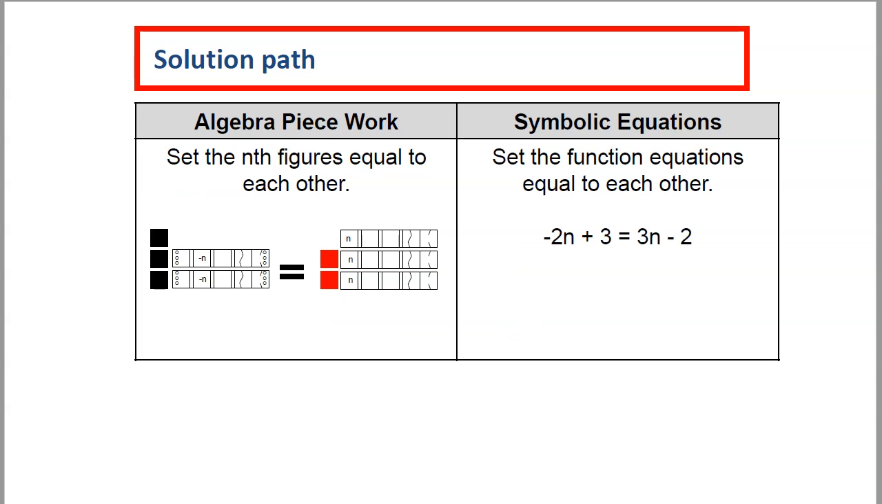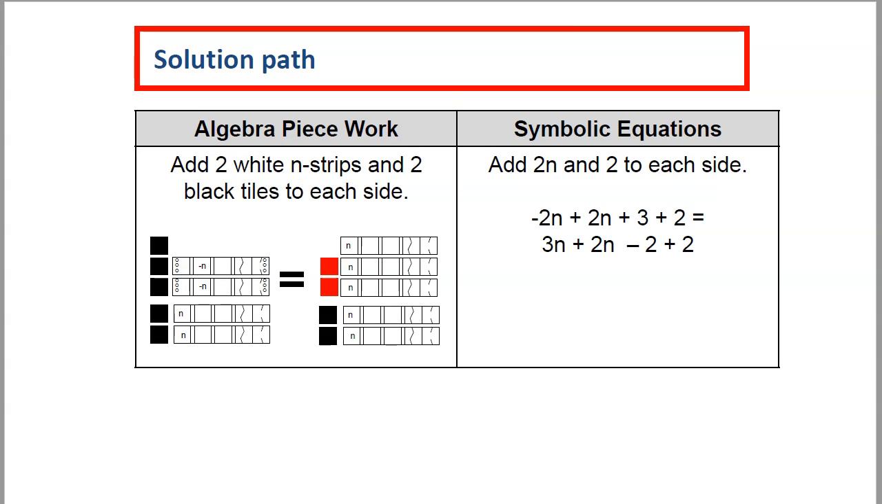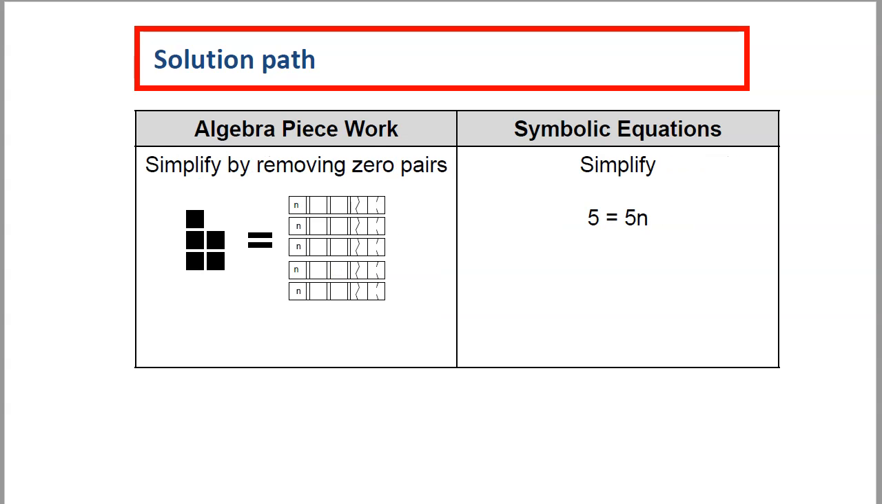Now we'll set those two nth figures equal and correspondingly the function equations equal. Then to simplify, for the figures, we'll add 2 white end strips and 2 black tiles to each side, and symbolically we'll add 2n and 2 to each side. Then for the algebra pieces, we'll simplify by removing 0 pairs, and symbolically we'll simplify and we'll determine that 5 equals 5n.